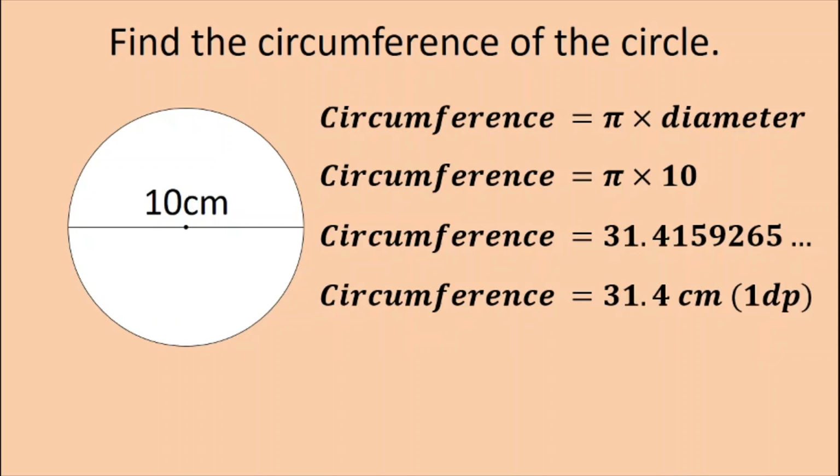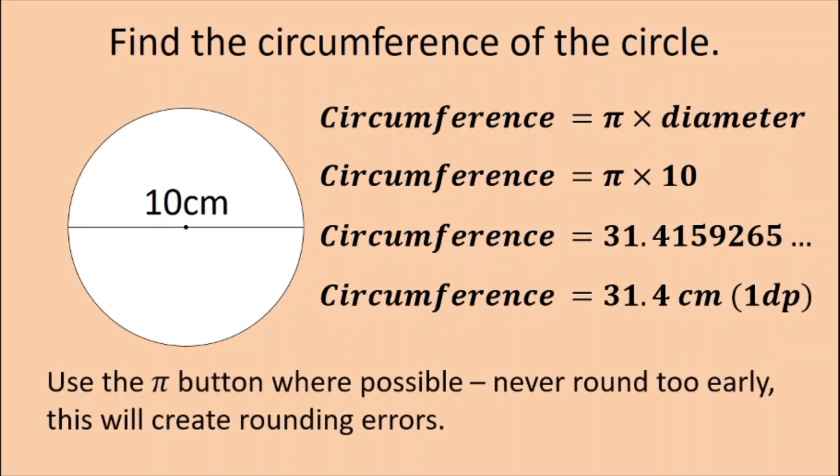Okay, so that is literally going to be pi times diameter, and then round it appropriately. Make sure you do not round too early, particularly later on. That will cause a few inaccuracies and rounding errors.